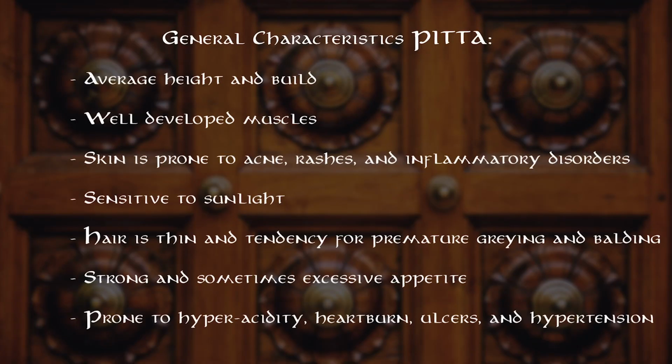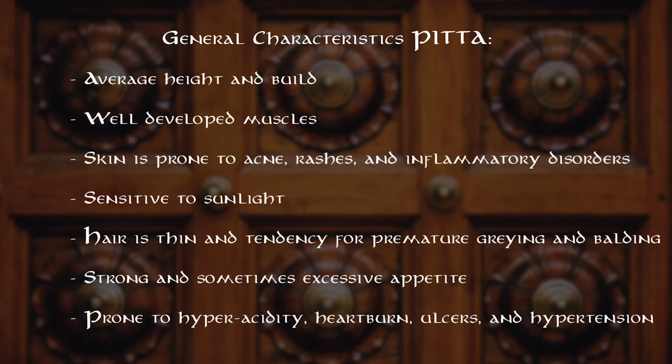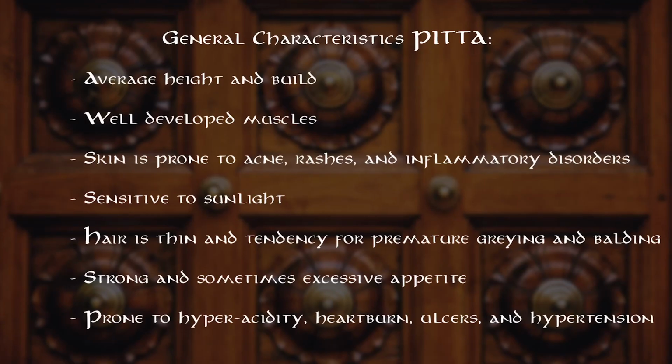Physically, Pitta is going to be more of an average height and an average build, often well-developed muscles. Sometimes the skin is prone to acne, rashes, other inflammatory disorders, sensitivity to sunlight, hair is thin, tendency for premature graying and balding. So in Ayurveda, when the hair grays quicker than it should, that's usually because of imbalanced Pitta. Sometimes a very strong and excessive appetite because they have so much fire in their digestive system. It's like a furnace that just needs more and more and more food and sustenance. Prone to hyperacidity, heartburn, ulcers, and hypertension.